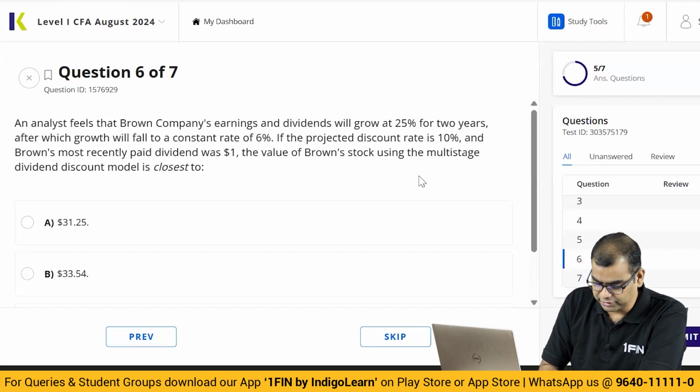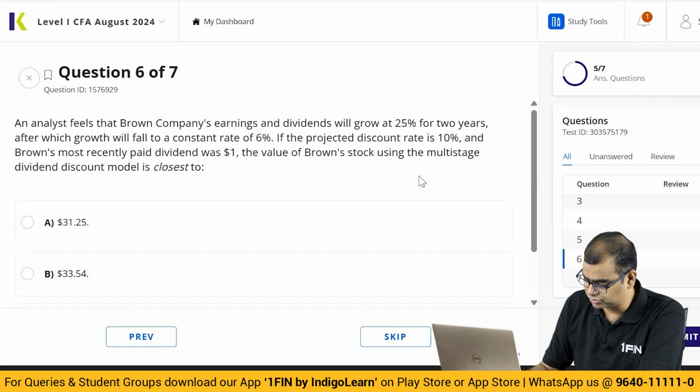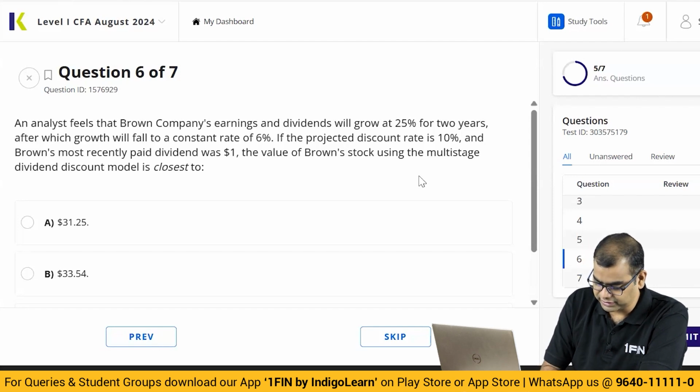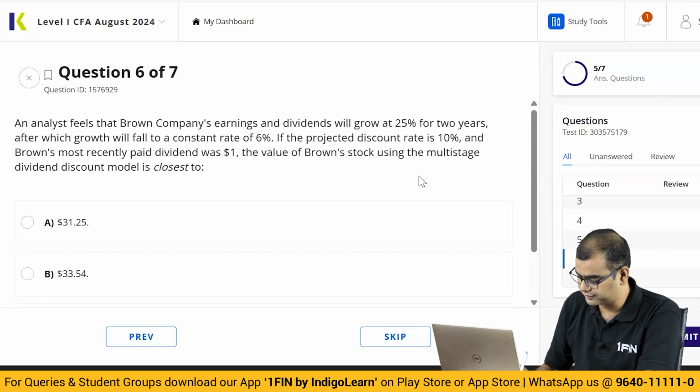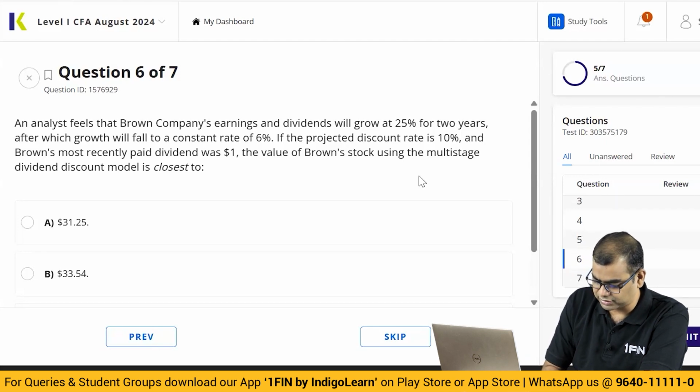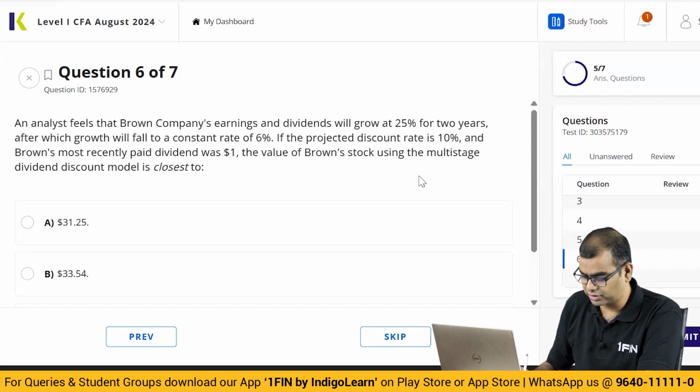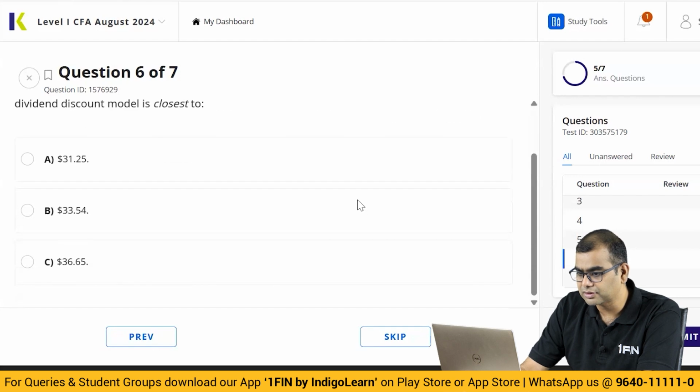Then 1.25 divided by 1.1 is 1.136. 1.5625 divided by 1.1, divided by 1.1 is 1.2913. Okay, 1.2913 plus 1.136 plus 34.22 is 36.64. Do we have that option? Yeah, 36.64.